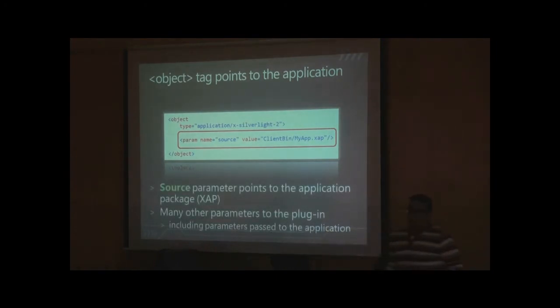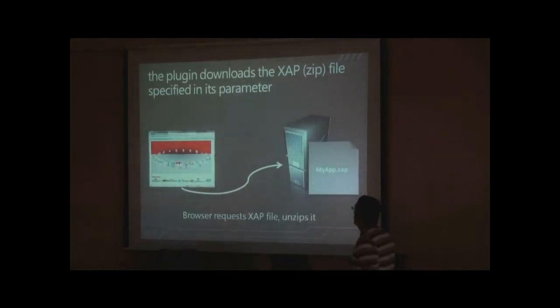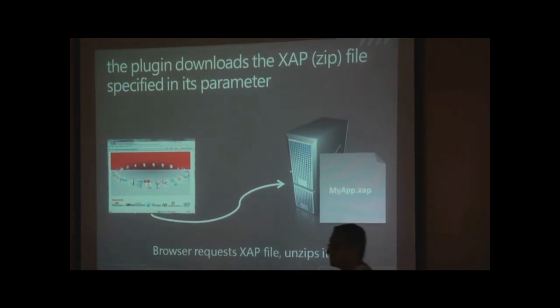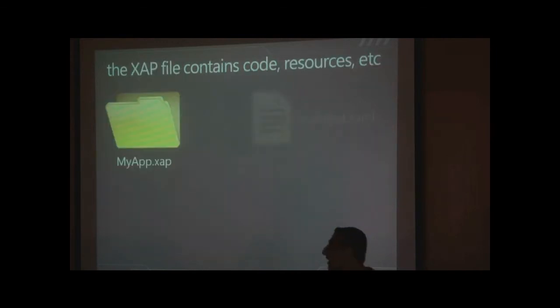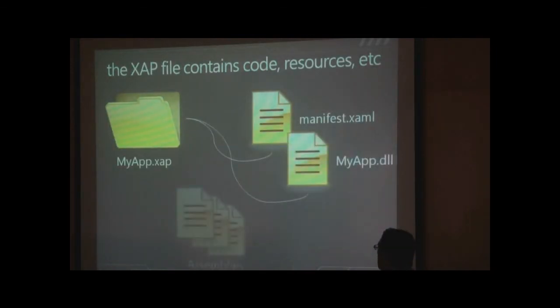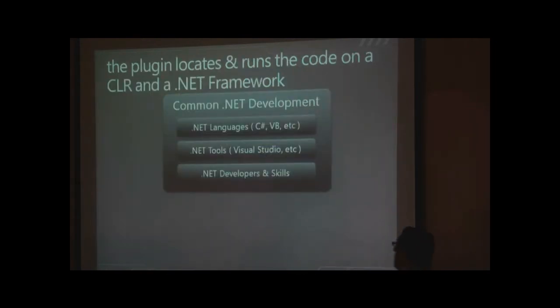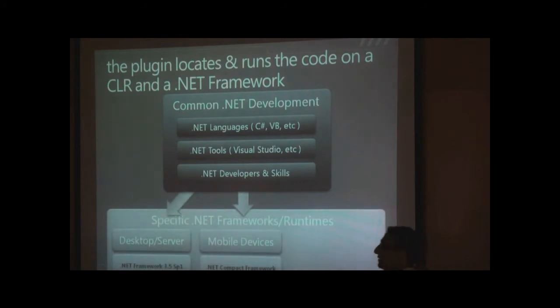The plugin has a parameter for the XAP file. The XAP file is your application. It's a kind of package, okay? A package that contains your files. So what happens is that the browser requests that file, downloads it from the site, and then the XAP file will be unzipped, and of course it will have your application DLLs, resources, assemblies. After that, the Silverlight runtime starts your application.